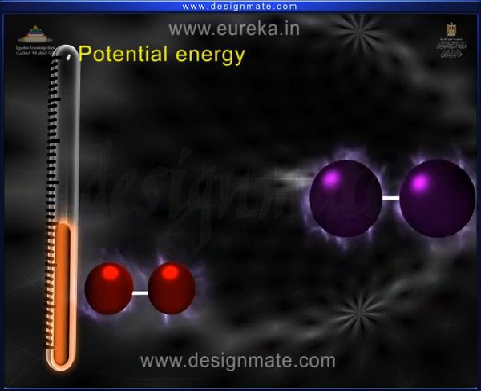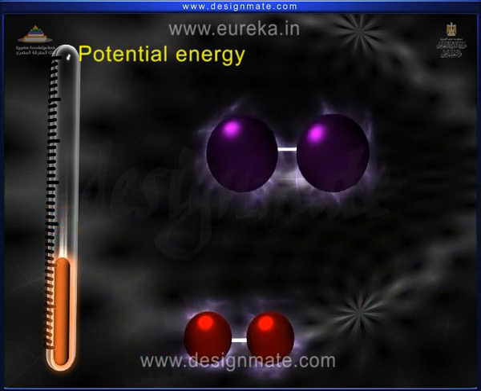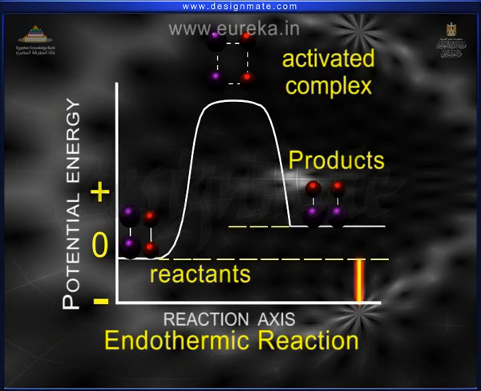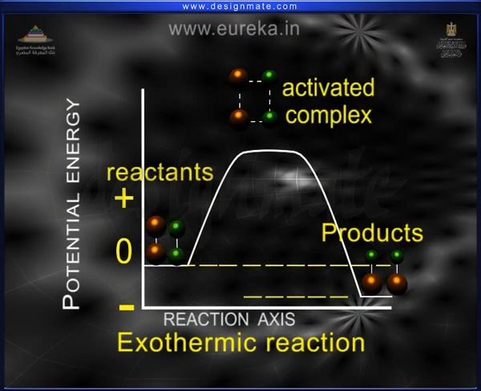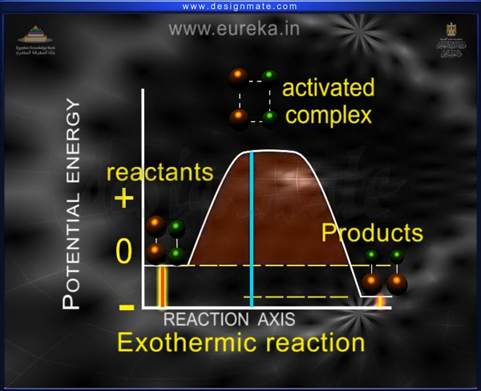Their potential energy goes on decreasing. If the minimum potential energy of products is greater than the potential energy of reactants, the reaction would be endothermic. If the minimum potential energy of a product is less than the potential energy of reactants, the reaction would be exothermic. The difference between the potential energy of activated complex and the potential energy of the reactants is the energy of activation of the reaction.